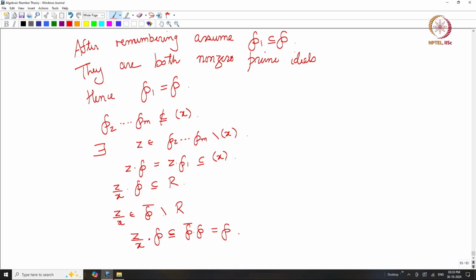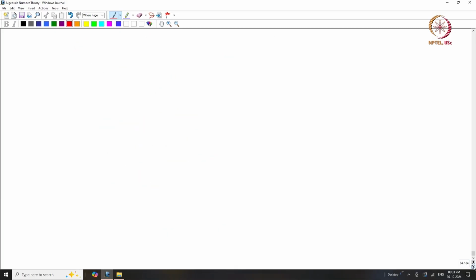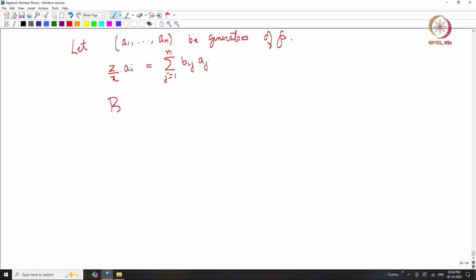Now, this does not look right, and indeed it is not. So, what do I do? Let a_1 up to a_n be generators of the ideal P. Okay. So, what I get is z/x times a_i, this is again in P. So, I can write it as the summation b_ij a_j, j going from 1 to n. Okay. And then I can write down the matrix B to be the matrix of b_ij's.